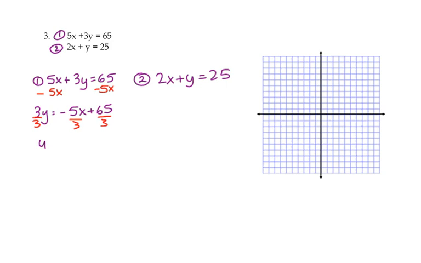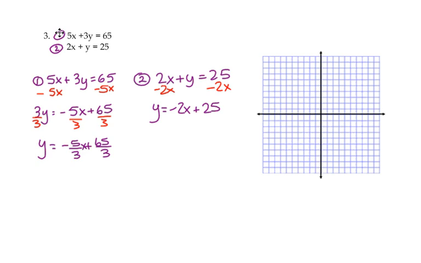You have to keep it as a fraction because 3 does not go into 65. Please don't forget to write your x. So leave that as a fraction. The second equation was really easy to solve because once you just move the 2x by subtracting it, y is by itself. Okay?